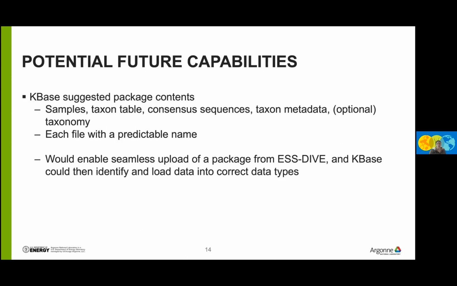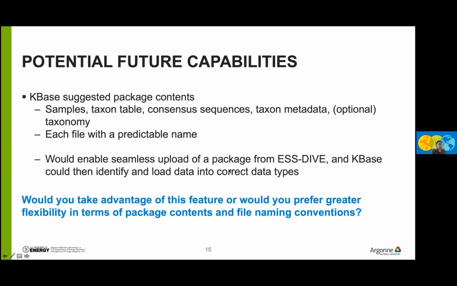So right now, in the upload process, you have to specify your taxon table, you have to specify your consensus file, you have to manually enter the metadata, you can specify a taxonomy, and then samples are actually uploaded entirely separately and on their own. So I wondered, with a similar raising of hands, if users here would take advantage of that feature, or does it not outweigh the advantages of having the greater flexibility of the package contents and file naming?